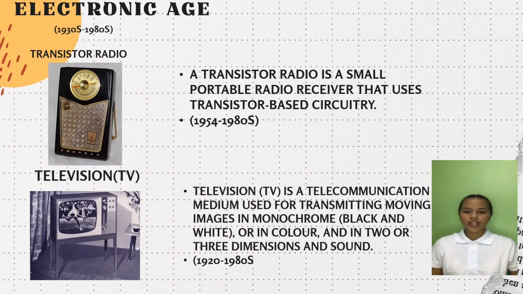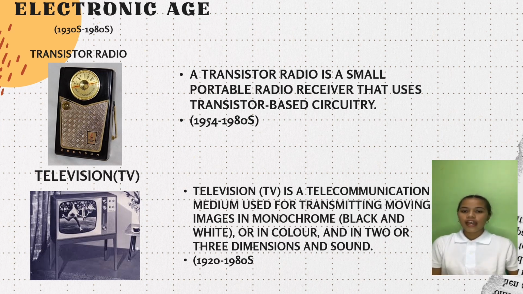Transistor radio. A transistor radio is a small portable radio receiver that uses transistor-based circuitry, 1954 to 1980. Following their development in 1954, made possible by the invention of the transistor in 1947, they became the most popular electronic communication device in history, with billions manufactured during the 1960s and 1970s.